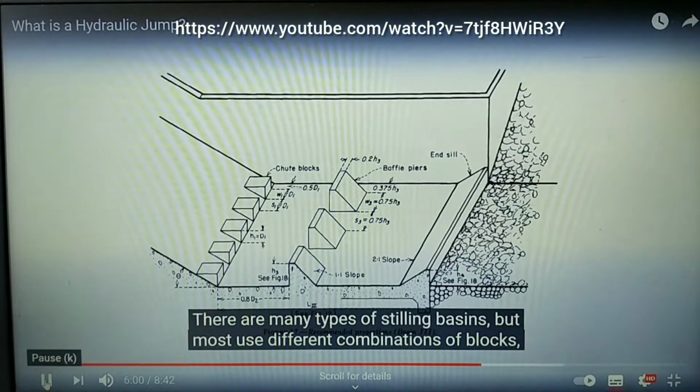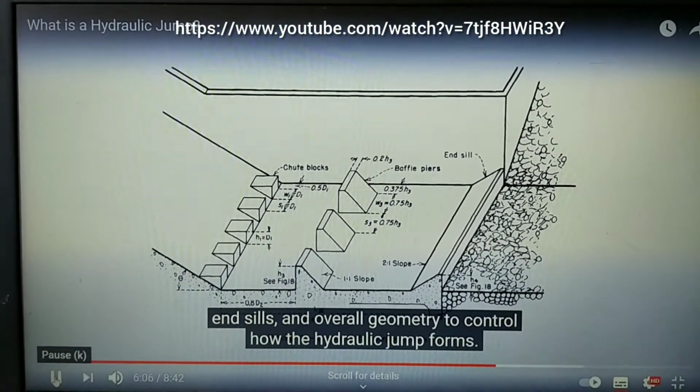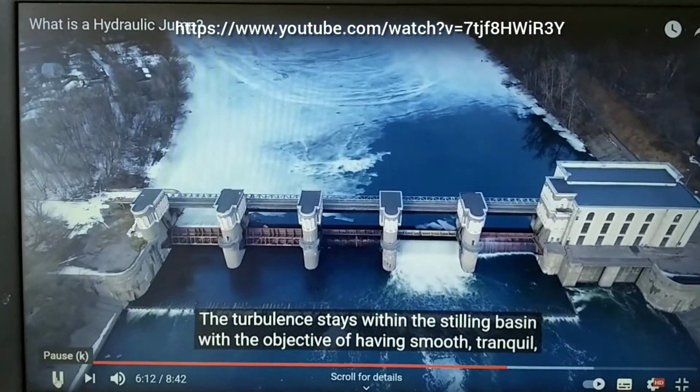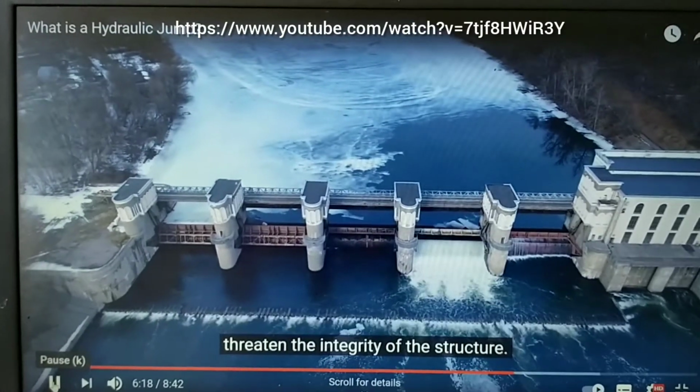There are many types of stilling basins, but most use different combinations of blocks, insills, and overall geometry to control how the hydraulic jump forms. The turbulence stays within the stilling basin with the objective of having smooth, tranquil, subcritical flow leaving downstream, minimizing the potential for erosion which would otherwise threaten the integrity of the structure.